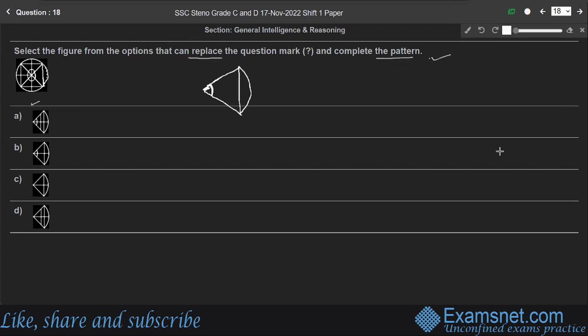Here also, we get a curved line, and we have to draw a horizontal line to complete the pattern, which gives a plus sign like this at the center. Therefore, the missing part is this one. Among the four options, we have option B, which completes the given figure and the pattern. So option B is the right answer.